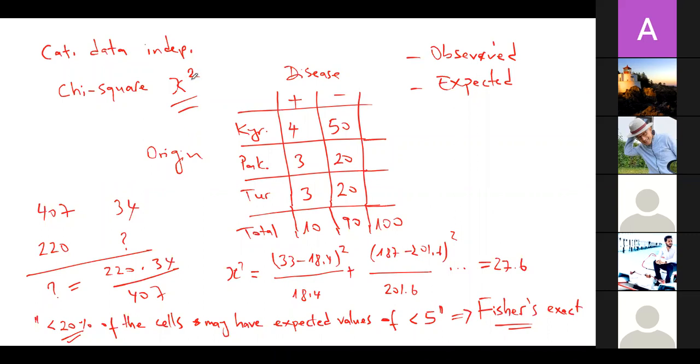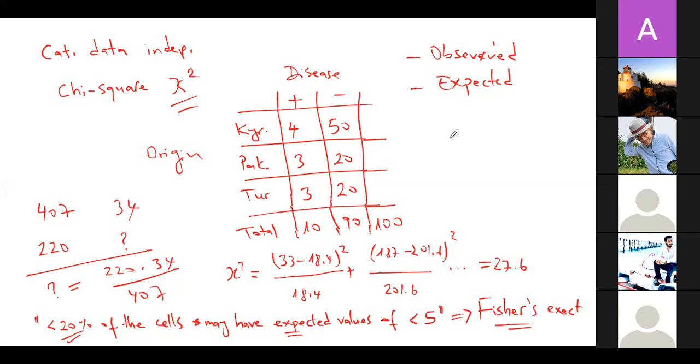You do the chi-square, normally you prefer to conduct the chi-square test. But there is one rule with the chi-square: the cells' expected values, expected of course, not observed, should be 5 or more than 5. If you have more than 20% of the cells which have expected values of less than 5, it is not possible to do the chi-square. Then you go and you conduct the Fisher's exact test.